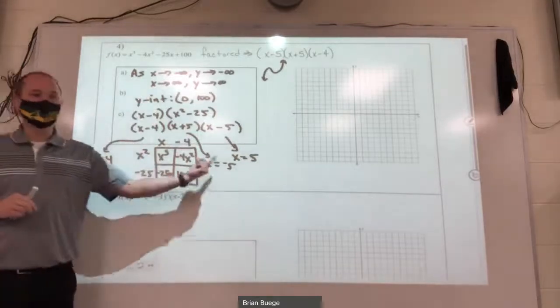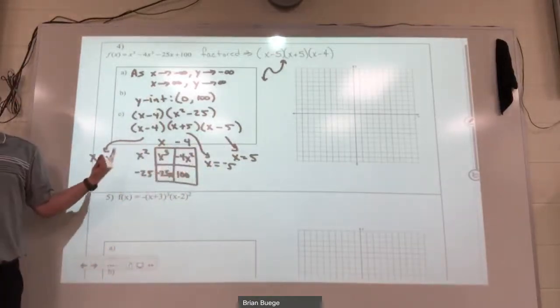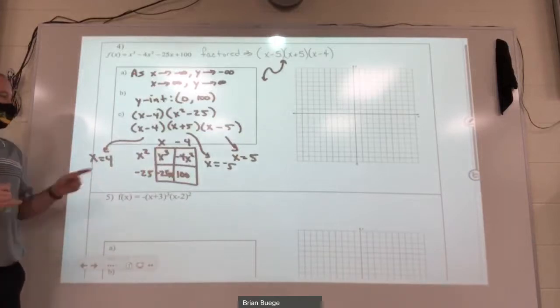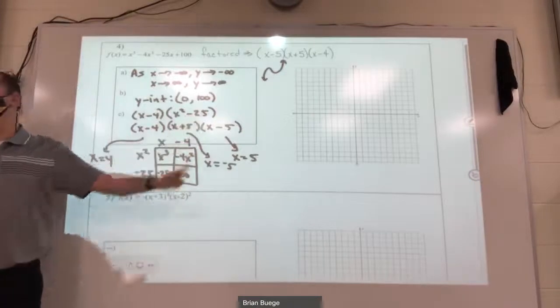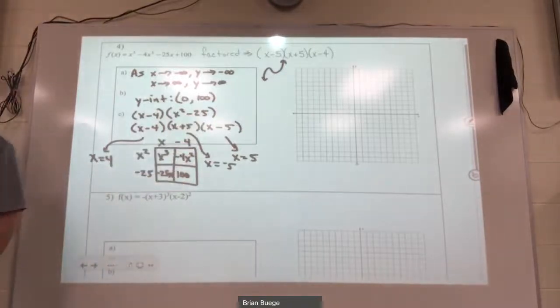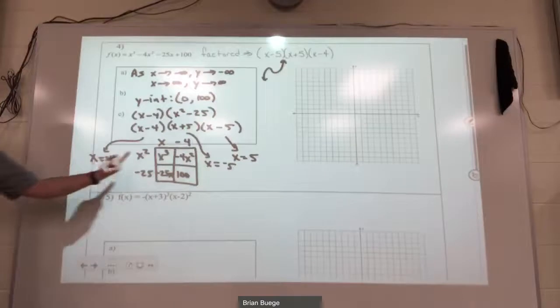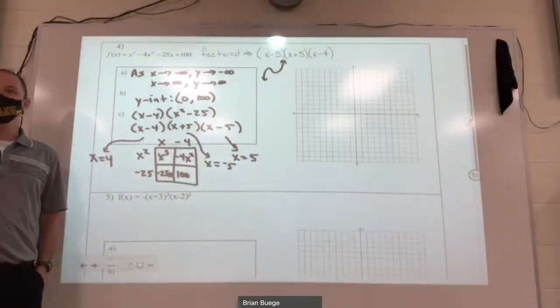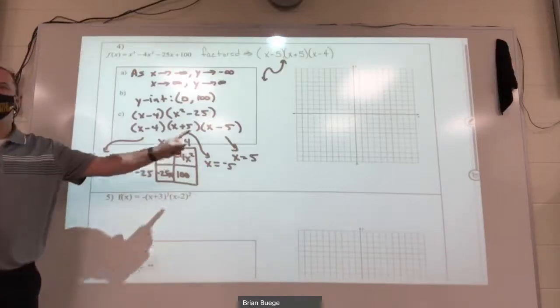Okay? And what's the multiplicity of each of those? A multiplicity of 1, 2, or 3? It's 1. There's only 1 of each of those factors. None of them are squared. There's not 2 of the same factor, which means what that tells me about the graph is that each one of those is a multiplicity of 1. It's going through the x-axis at each of those spots.